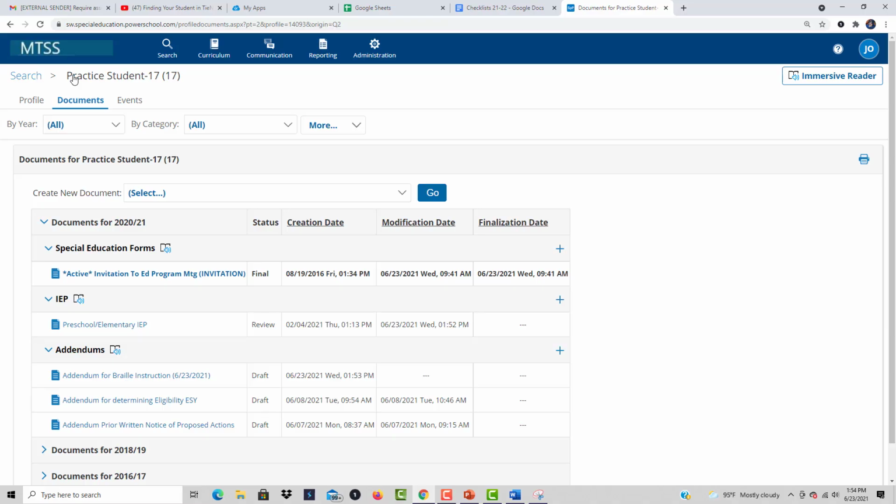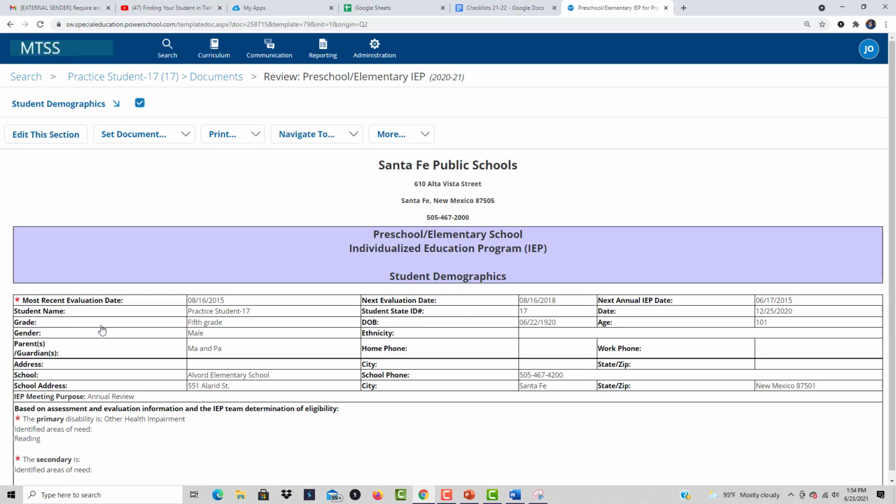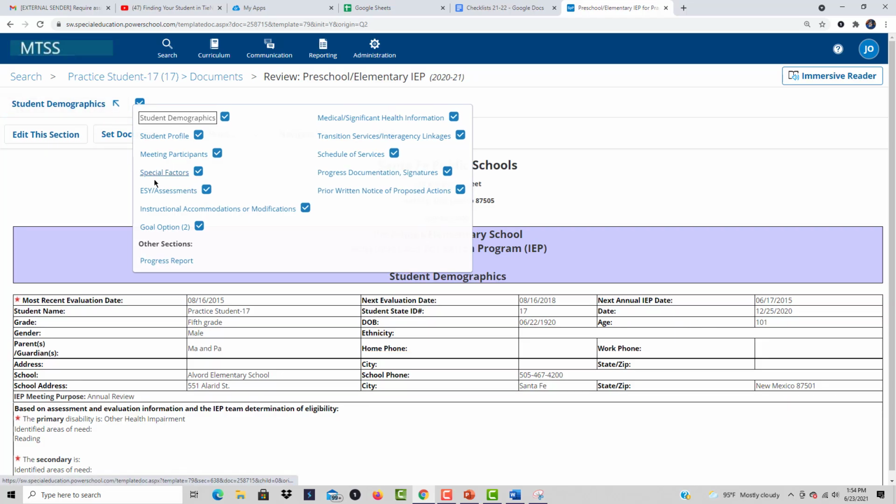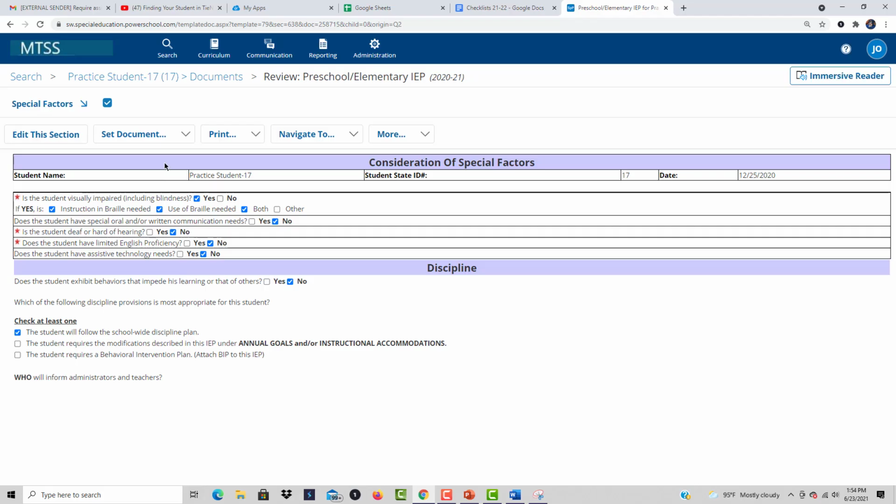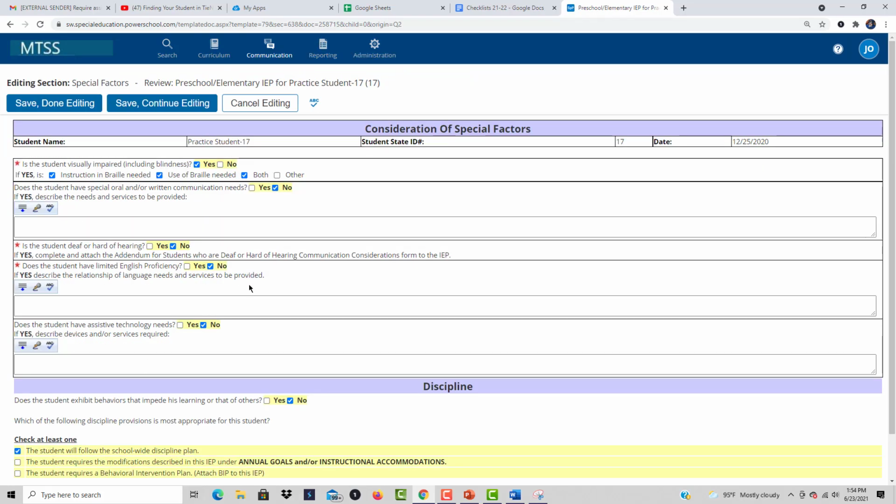But this is mostly about consideration of special factors, so let's go back to that and look at the next one. Go back to my special factors page. Now, does the student have special oral or written communication needs? And so one of the things that you need to think about is that this is more with the idea that this kid needs like an augmentative communication device.